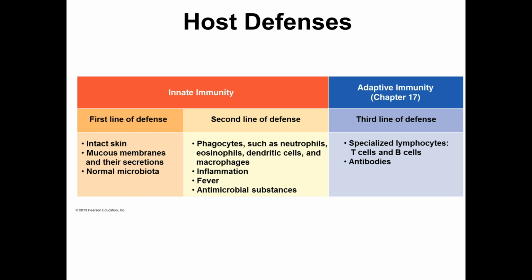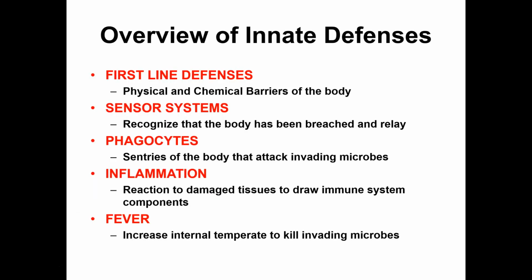So, Chapter 16 is all the good innate immunity stuff. Chapter 17 is going to be adaptive immunity. All right, so we're going to look at first lines of defense to start, and then we'll get into the rest of it being mostly second lines of defense.